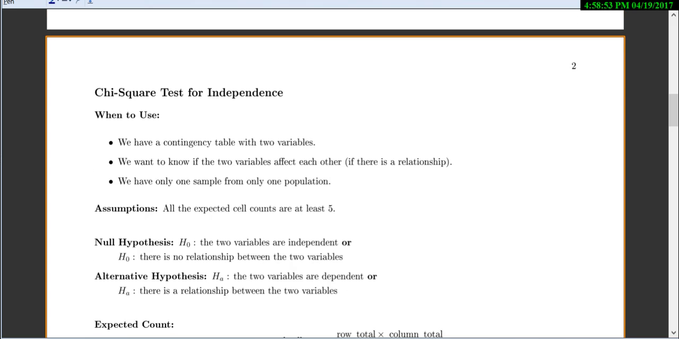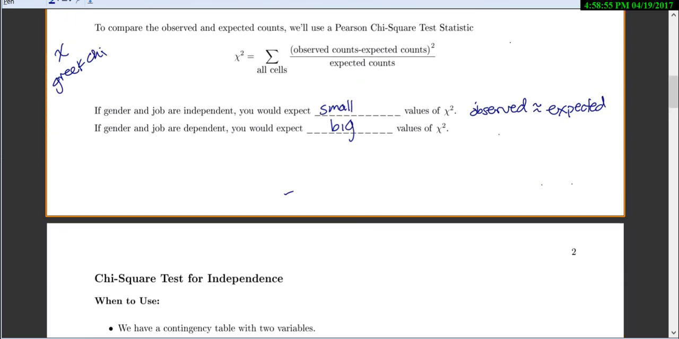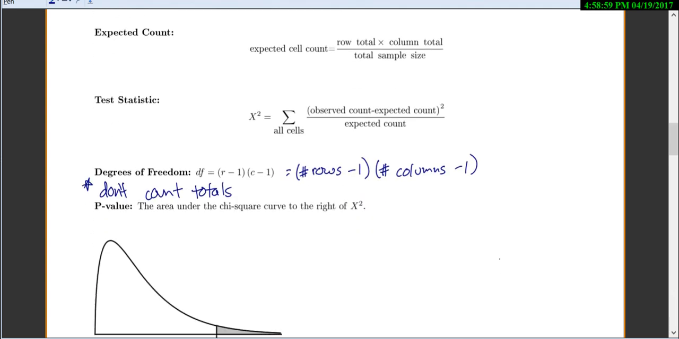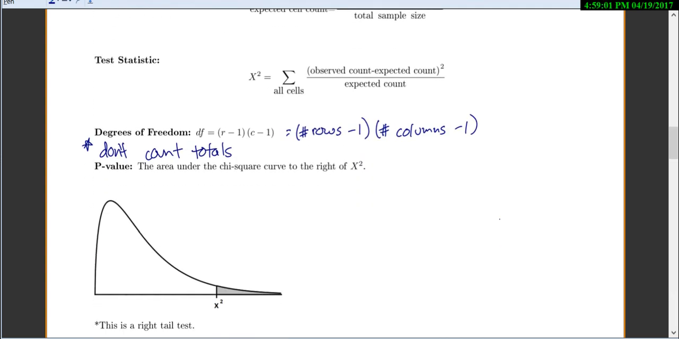And the p-value, because we said if gender and job are dependent, we'd expect big values of chi-square. We're always looking for big values of chi-square, so we only look for the area in the right, so it's a right tail test.